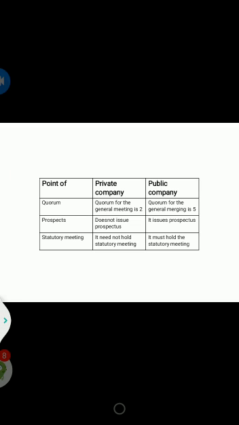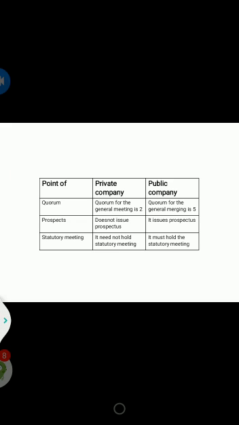Then next is quorum. What is this quorum? Quorum is nothing but the minimum number of members to be present for the meeting. For a general meeting in a private company, there should be at least 2 members. In a public company, for a general meeting, the quorum should be 5.